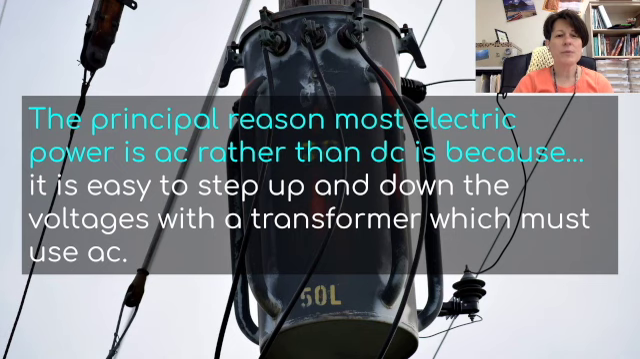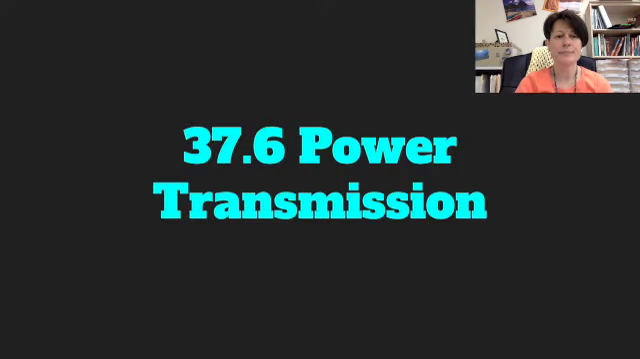The principal reason most electric power is AC rather than DC is because it is easy to step up and down the voltages with a transformer, which must use AC. For that reason, we don't have to have the switches back and forth all the time. It's just really easy to do.